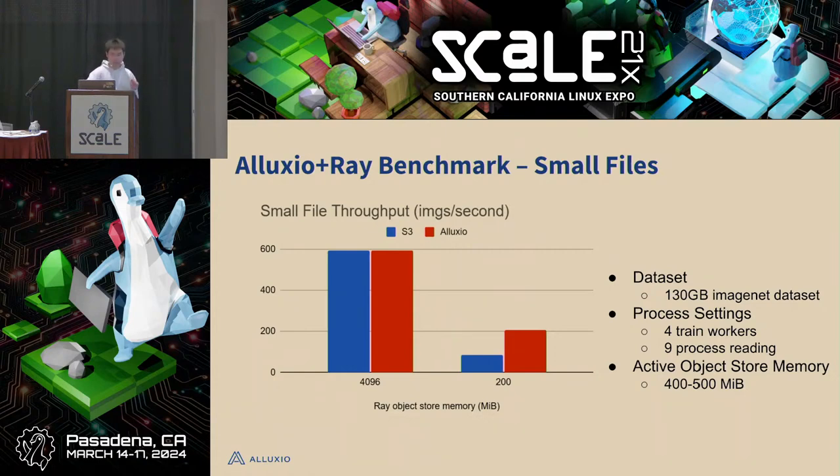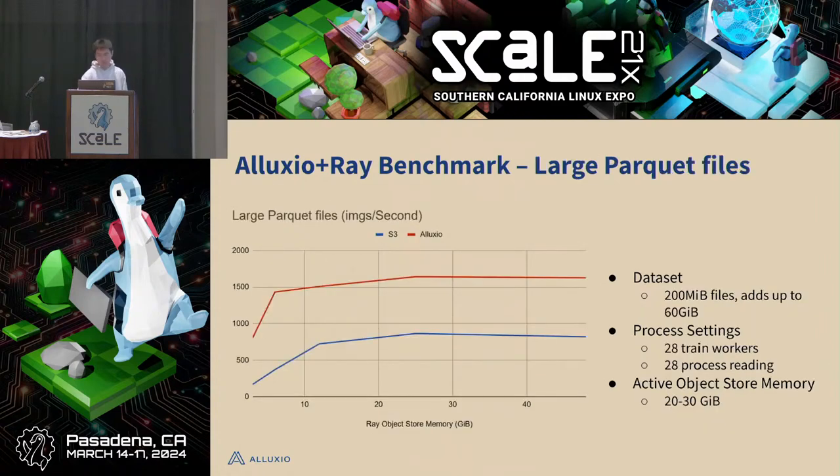And what we could observe is that when the object store memory is pretty high, like say 4 gigabytes, directly from S3 versus Elastio, they have pretty similar performance. And if we have limited memory, like say only a few hundred megabytes for Ray's object store, we could see that Elastio has a higher performance regarding the throughput. So that's about some small files, that's only one type of data set.